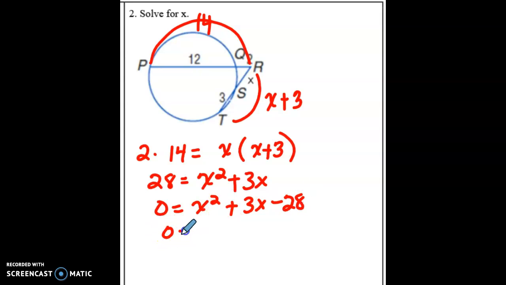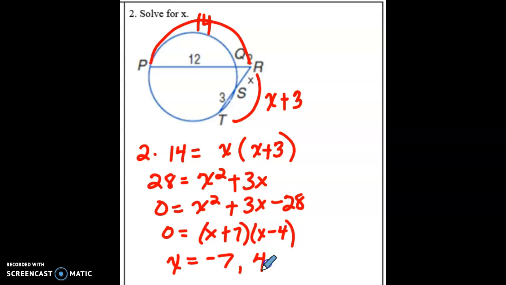I think that will be x plus 7, x minus 4. Again, they have to multiply to give you negative 28. The middle needs to give you a positive 3, so this is positive 7, negative 4 makes the positive 3. So you'll have 2 solutions here, x equals negative 7 and x equals 4.